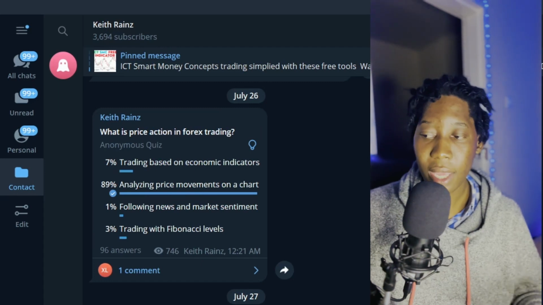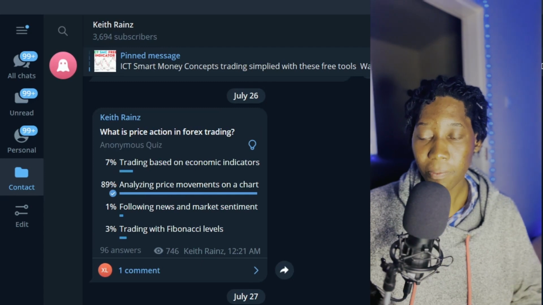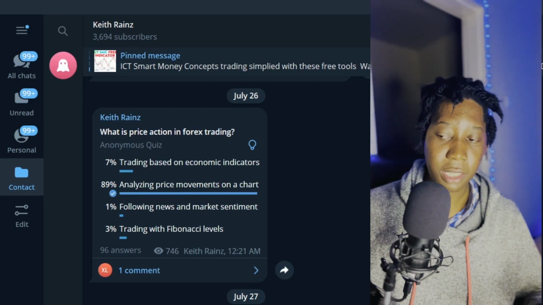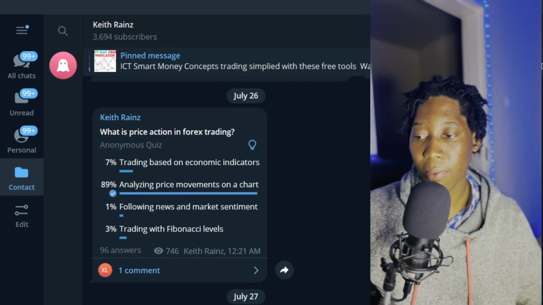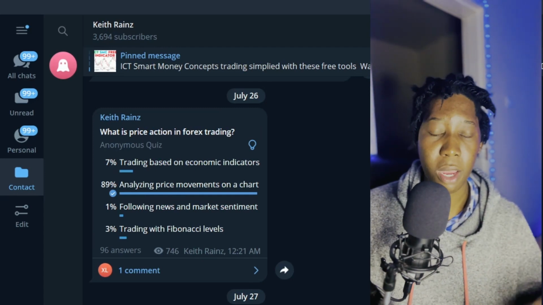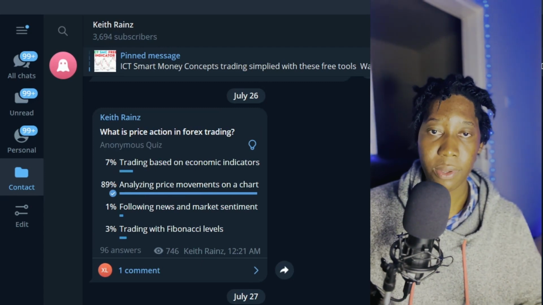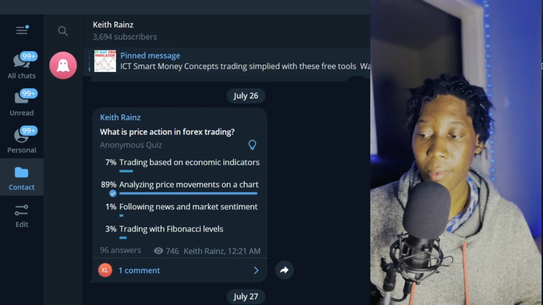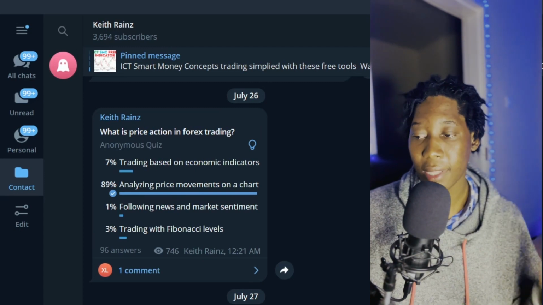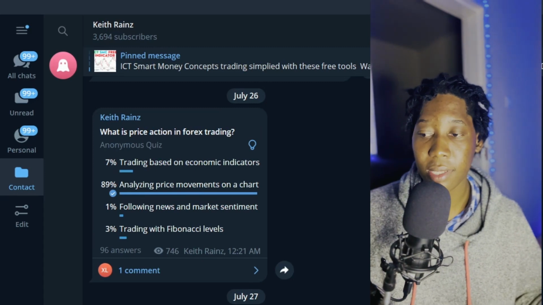But in short, in case you did not know which one was the answer here, price action is analyzing the price movements on the chart. Why am I saying so? First, let me explain why all these other answers are not true. Trading based on economic indicators: price action is mainly about looking at the chart and knowing what is happening on the chart without using indicators. So you simply look at the chart, draw some stuff, label some stuff, and that's actually price action, because you're trading in the direction where price is going.